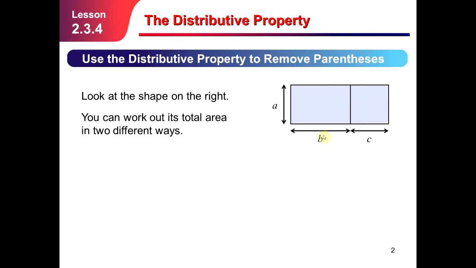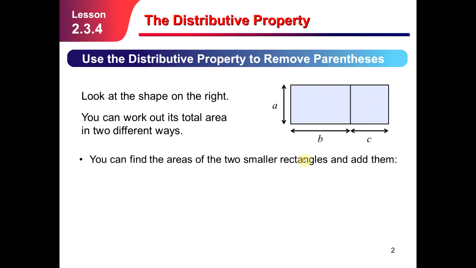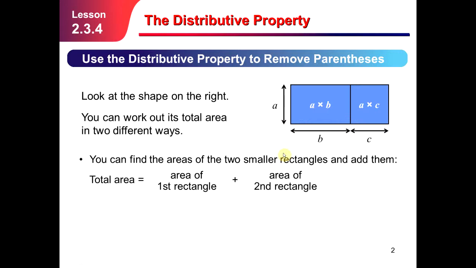So look at this shape over here. You can work out its total area in two different ways. First, find the areas of the two smaller rectangles and then add them. So we have the area of the first rectangle as the height A times the base B, or A times B. Then we have the area of the second rectangle. The height is still A, that doesn't change, and our new base is C, and that's A times C. So we have A times B plus A times C.